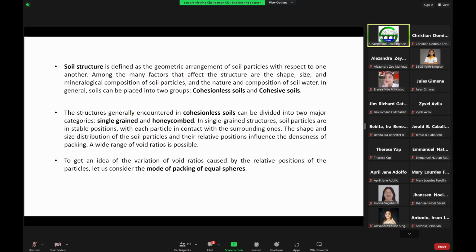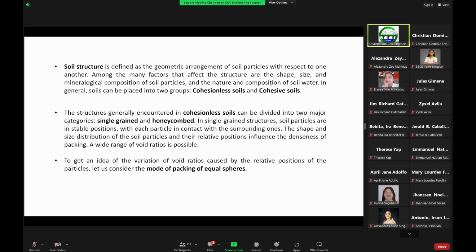Now, in general, soils can be placed into two groups. You have the cohesionless soils and the cohesive soils. Let's talk first about cohesionless soils. The structures generally encountered in cohesionless soils, and we're talking of the soil structure here, can be divided into two major categories. You have the single grained and the honeycomb.